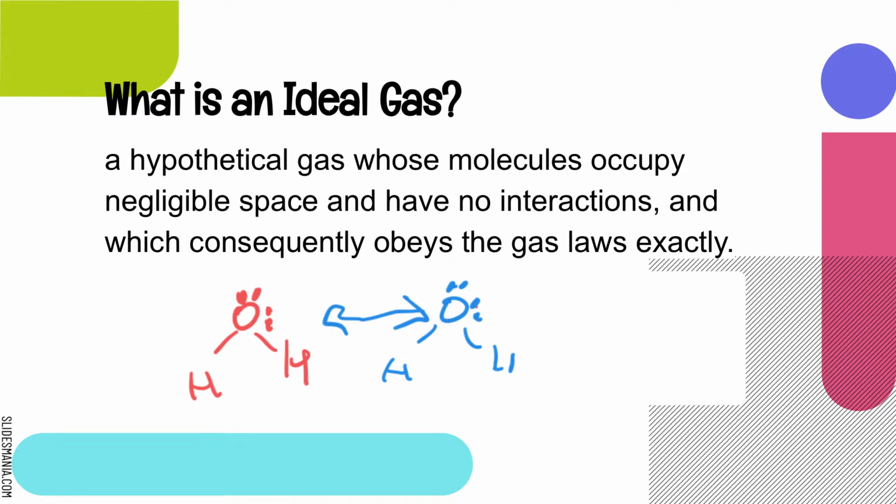So what is the ideal gas law? The ideal gas law is a single equation that relates the pressure, volume, temperature, and number of moles of an ideal gas. This is the ideal gas law. Write this down in your notes. PV equals nRT.